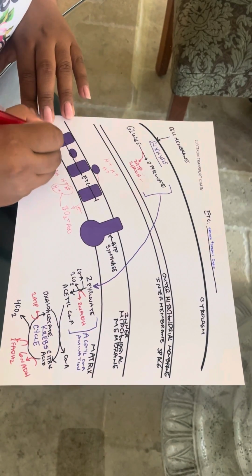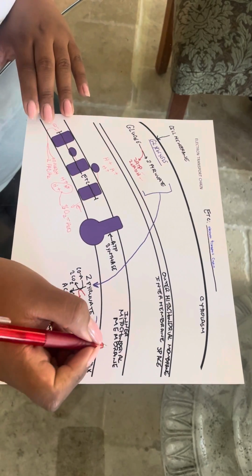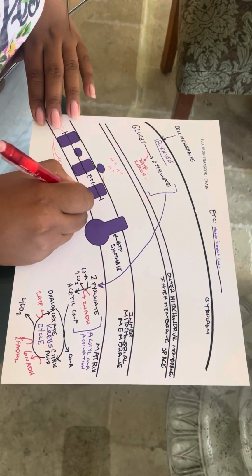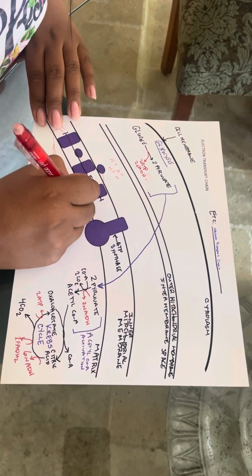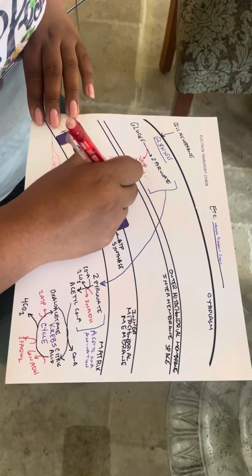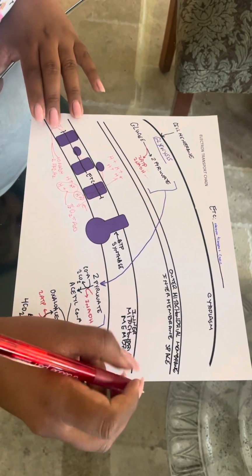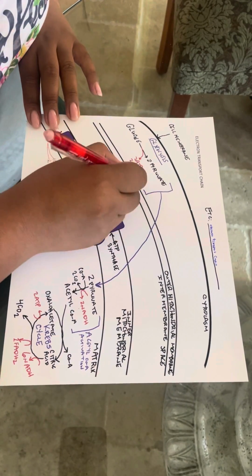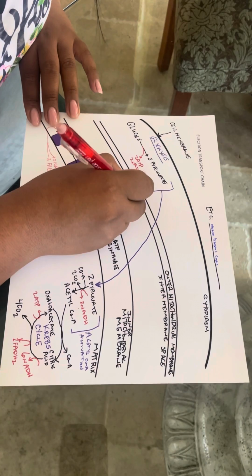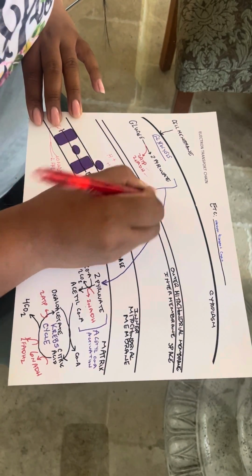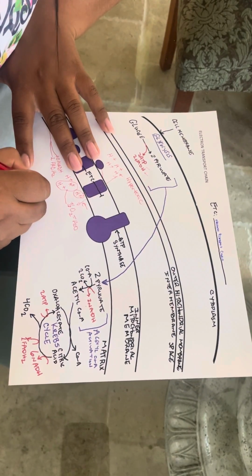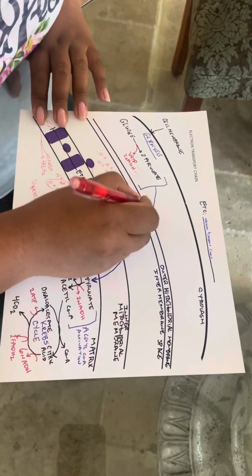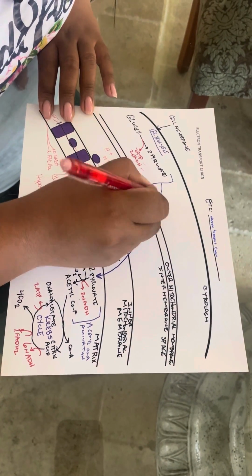Now we started with an isotonic solution in the inner membrane space and in the matrix. But as the electrons go through the electron transport chain, they have so much energy that they're going to pump the hydrogen ions from the matrix to the inner membrane space, which will change the concentration, making the inner membrane space a hypertonic solution and the matrix a hypotonic solution.